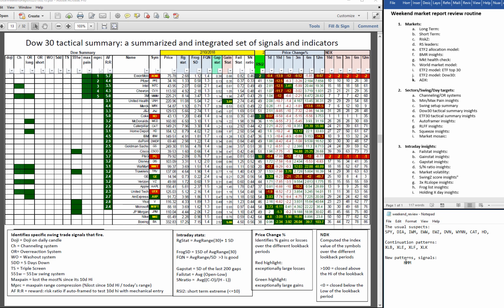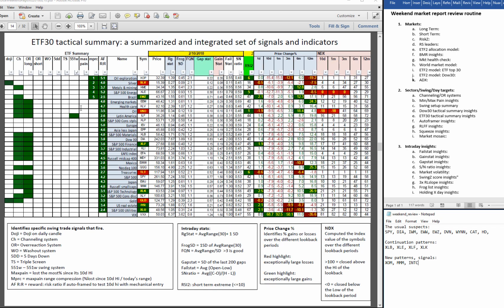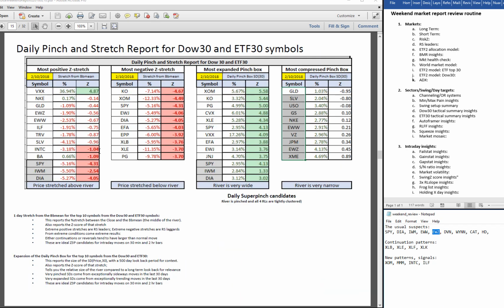So I'll be looking at 3M. I like ExxonMobil. Off of this list, Intel, because of the channeling. Inside the ETFs, the 551W Latin America looks very interesting also. And Brazil, and that's already on our usual suspects, so we always frame that one every night.